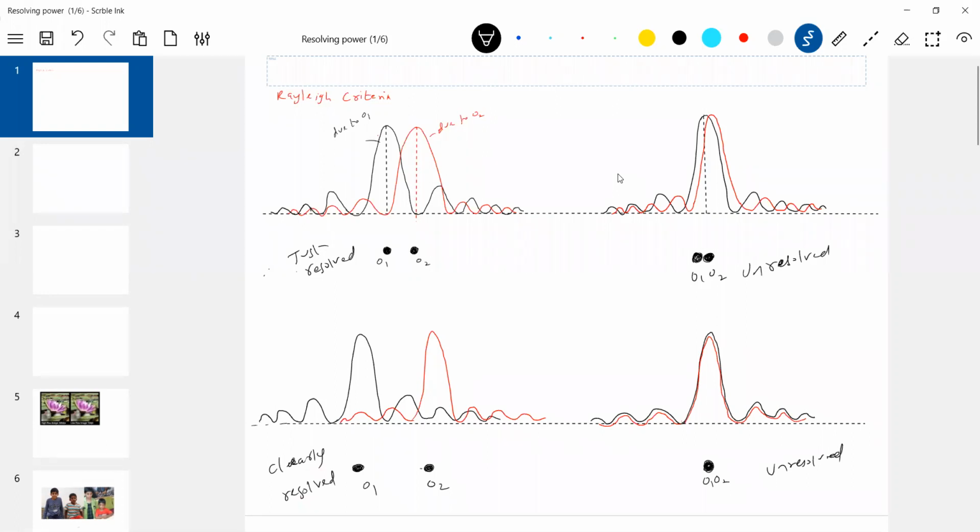So shall I put this one? For two objects to be resolved, what is the required thing? The maximum of the diffraction pattern of the second object should lie at the minimum of the diffraction pattern of the first object. That's the minimum condition, just resolved. At least then we can say there are two objects.